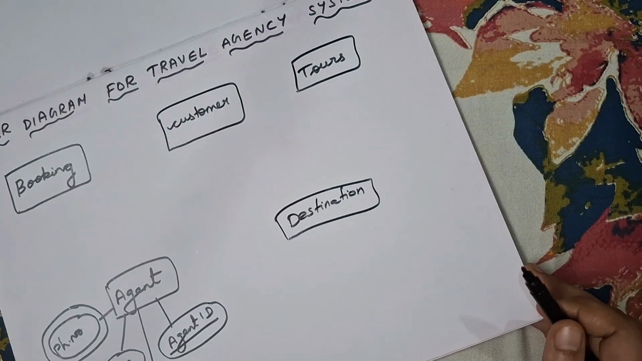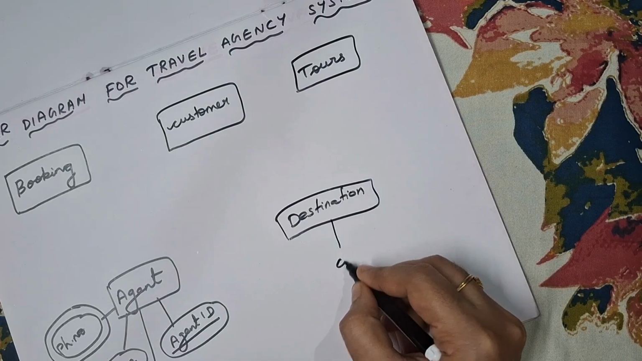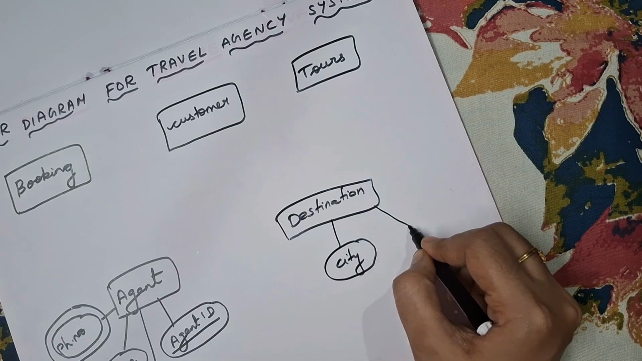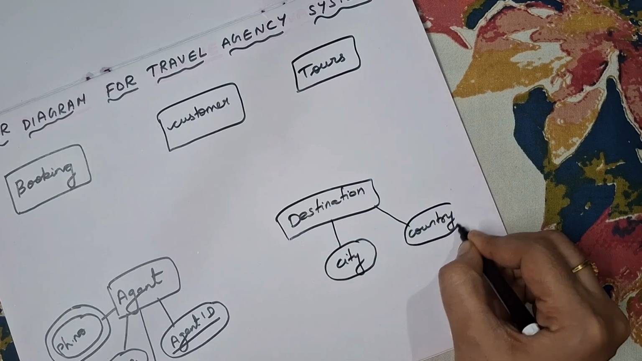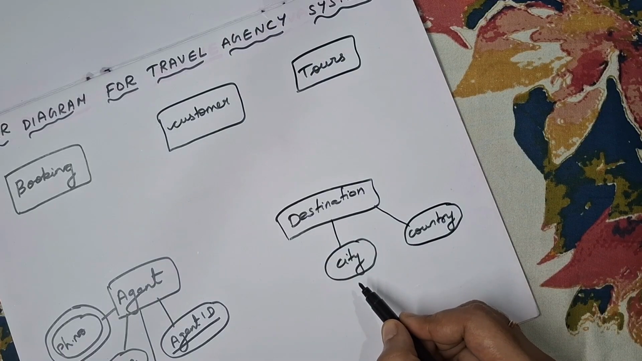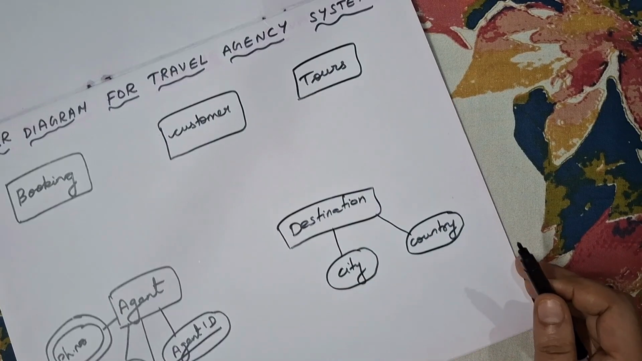Next, let's look into the attributes of the entity destination. To which city you are going on a tour, that is one attribute. Next, sometimes we'll also go to different countries on a tour. So to which country you are going on a tour, to which city you are going on a tour, all of these are the attributes of the entity destination.